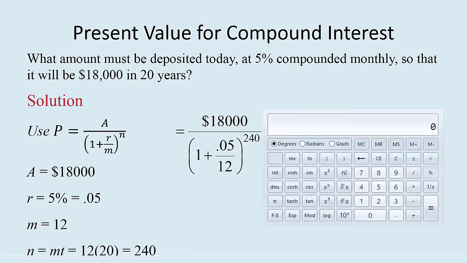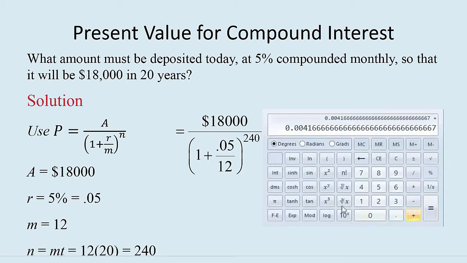First, let's try entering the formula into the calculator without the use of parentheses. Paying attention to our order of operations, we divide 0.05 by 12 inside the parentheses, equals, this value plus 1 is next, equals, now we have the entire value in the parentheses, which we raise to the power of 240, which equals a denominator of 2.71 approximately.